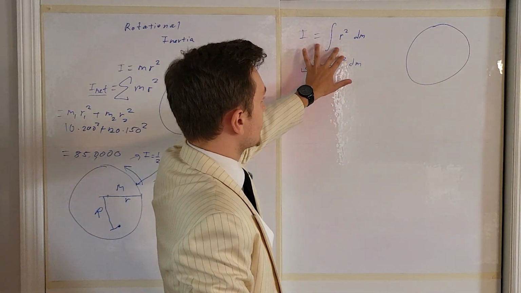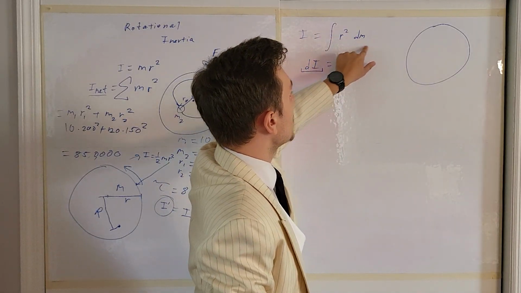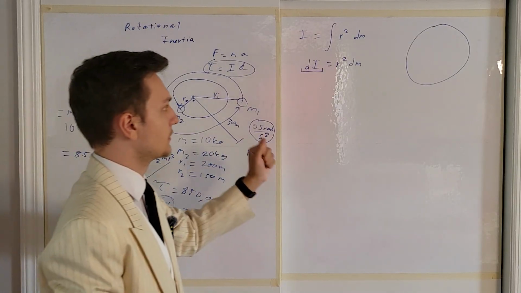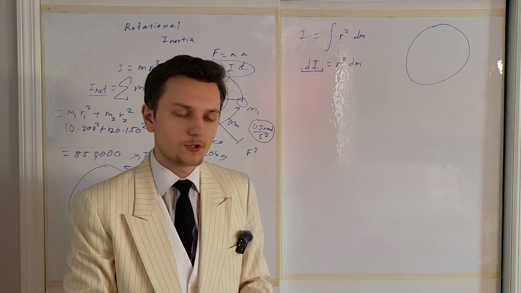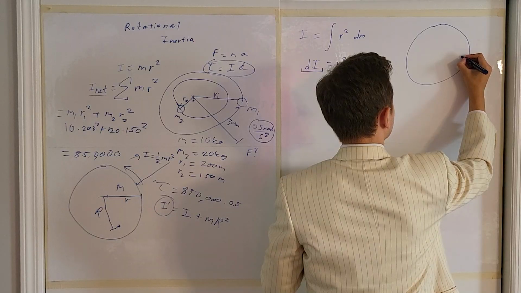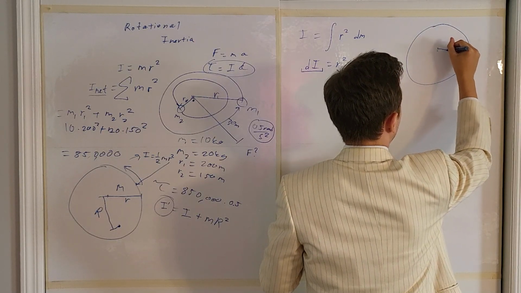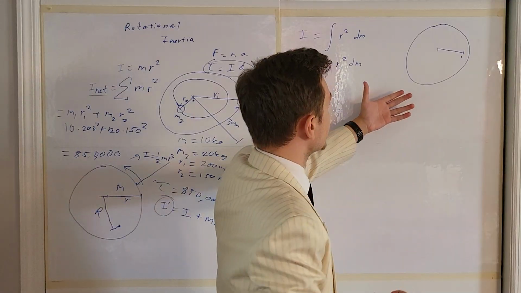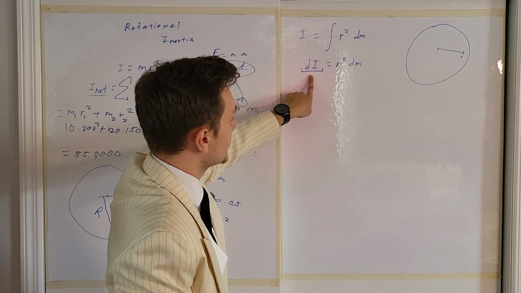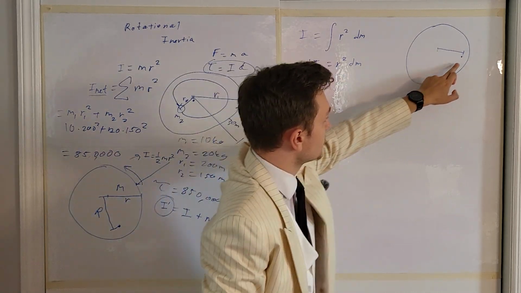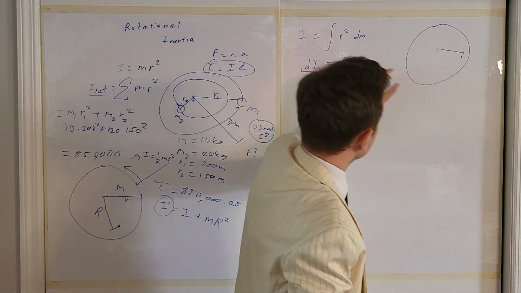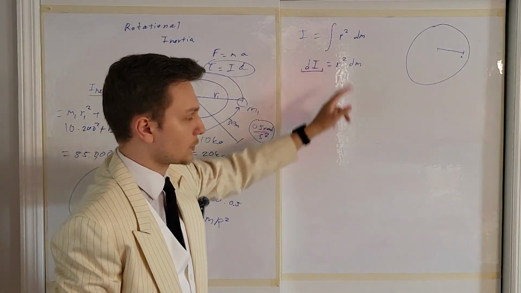What I'm doing in this equation is I'm summing up all the infinitely small contributions to the rotational inertia, okay? What would an infinitely small contribution look like? It would look like an infinitely small mass some distance away from my center, okay? And that's exactly what I'm doing in these equations. An infinitely small contribution to my rotational inertia is an infinitely small mass multiplied by the distance that that infinitely small mass is from my center of rotation squared, okay?